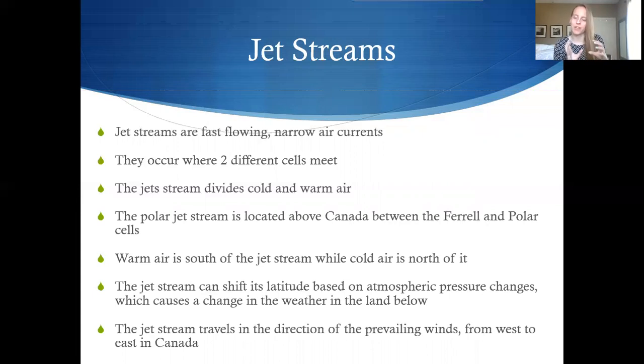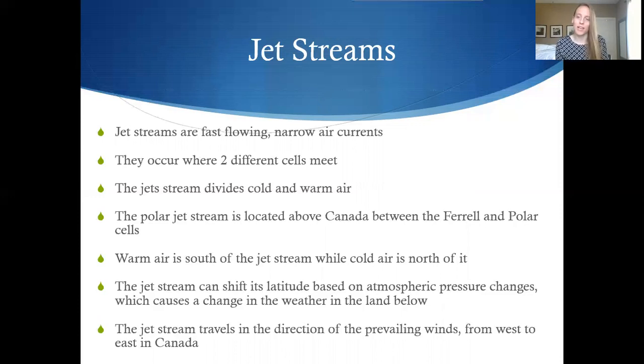So like a high pressure zone can push the jet stream, which is going to affect the temperature of the land beneath it. If you are north of the jet stream, you're going to be a lot cooler than if you're south of the jet stream. The jet stream does travel the same direction as the prevailing winds. So in Canada, that means from west to east.